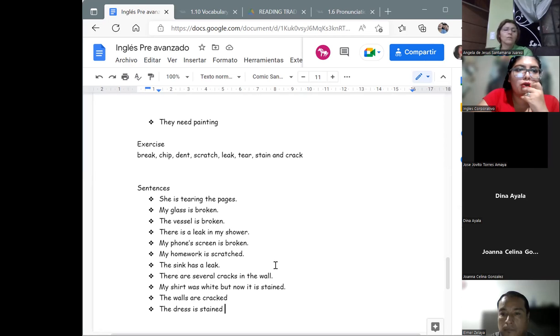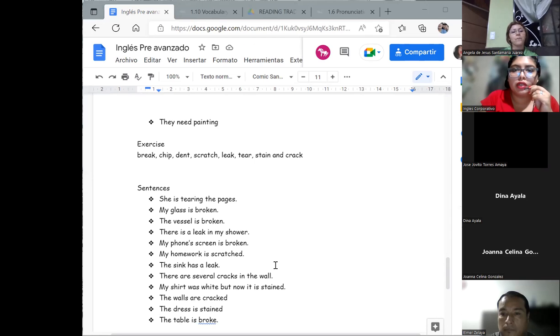In this case, I wrote it in the past because we were talking about the state of the shirt. So in that case, the shirt was white, but now it is stained. So in that case, I use that structure. The walls are cracked, the dress is stained. Then we have, the table is broke. In this case, it's broken. And we are going to see some of the solutions that we have here.